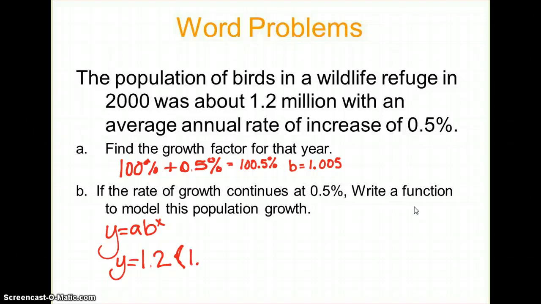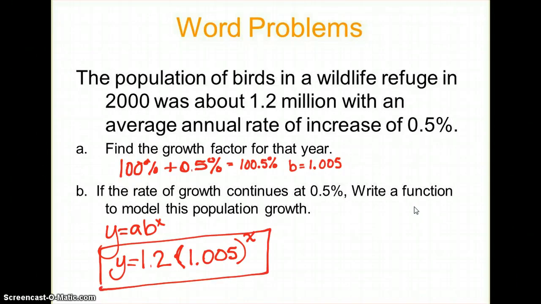My multiplier, or my growth factor that I found earlier, was 1.005. And in this case, just to write the function, I'm going to put my x for my variable up there, just like all my other equations. I've got to have x's and y's so that I have places to plug in my numbers and do my calculations. So this would be the appropriate function to model this situation.